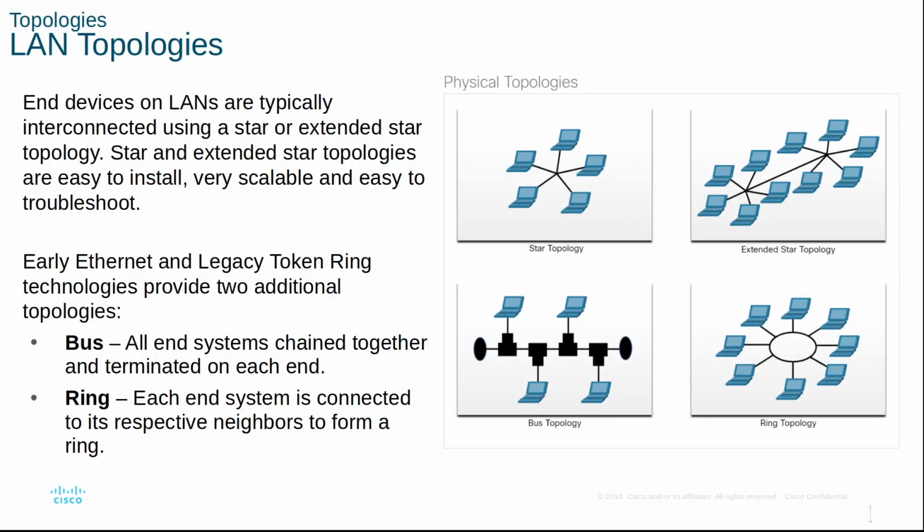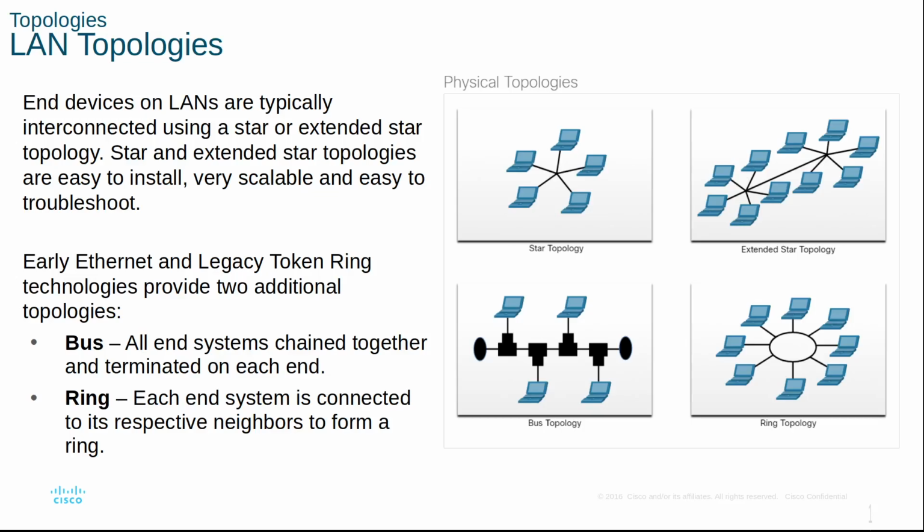Now, end devices in a LAN are usually interconnected using either a star or extended star topology. You'll have a variety of PCs that are connected, or laptops are wireless too, but PCs that are actually physically connected through a switch. Star and extended star topologies are so common because they're very easy to install, they scale well, and they're pretty easy to troubleshoot.